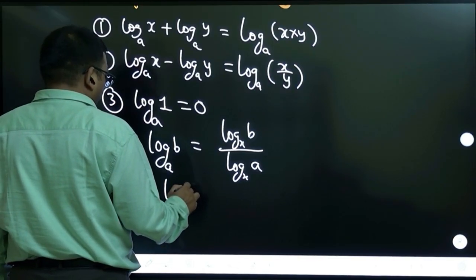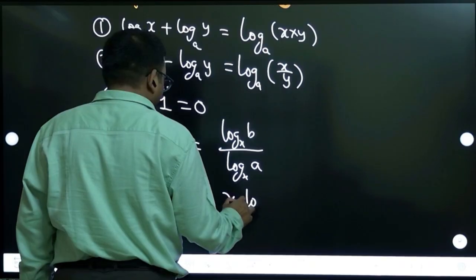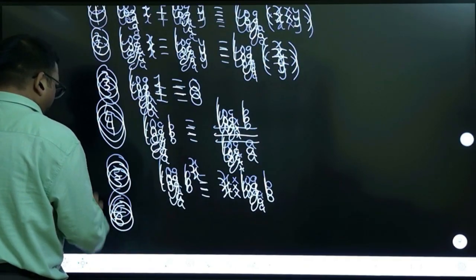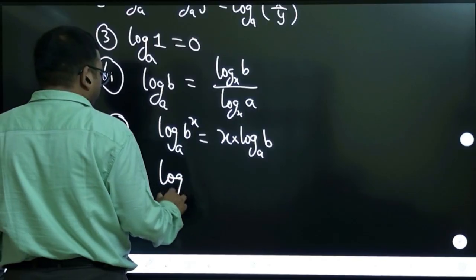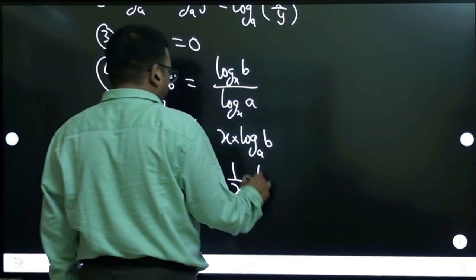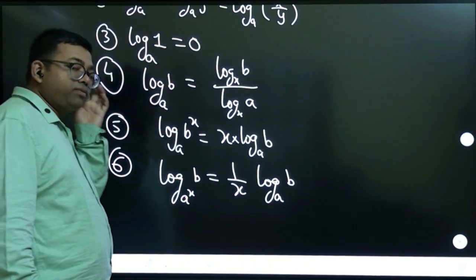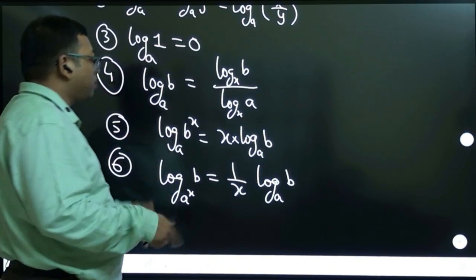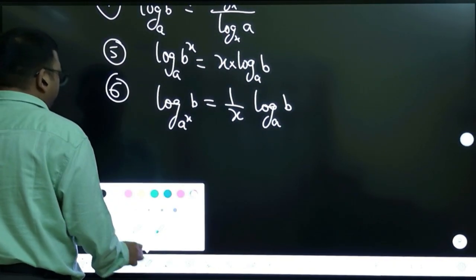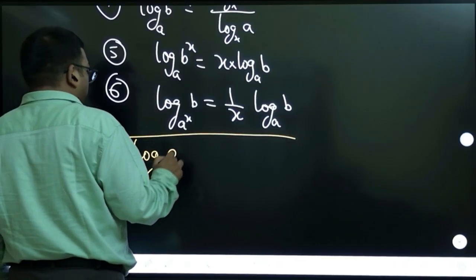Log a power x of b can be written as x multiplied by log ab. Similarly, if we have log base a power x of b, then it becomes 1 by x log ab. In maths, you will be studying in more detail, but I am writing the formulas here for physics because applications will come in physics, right?